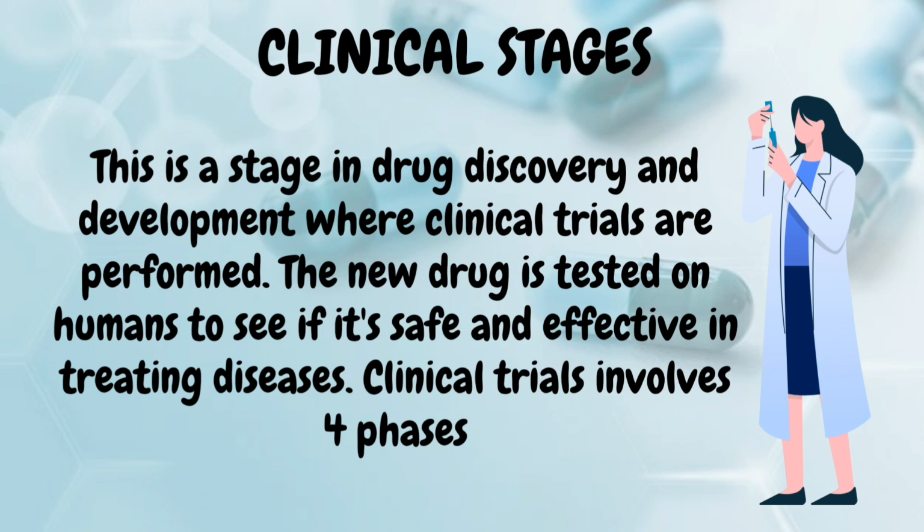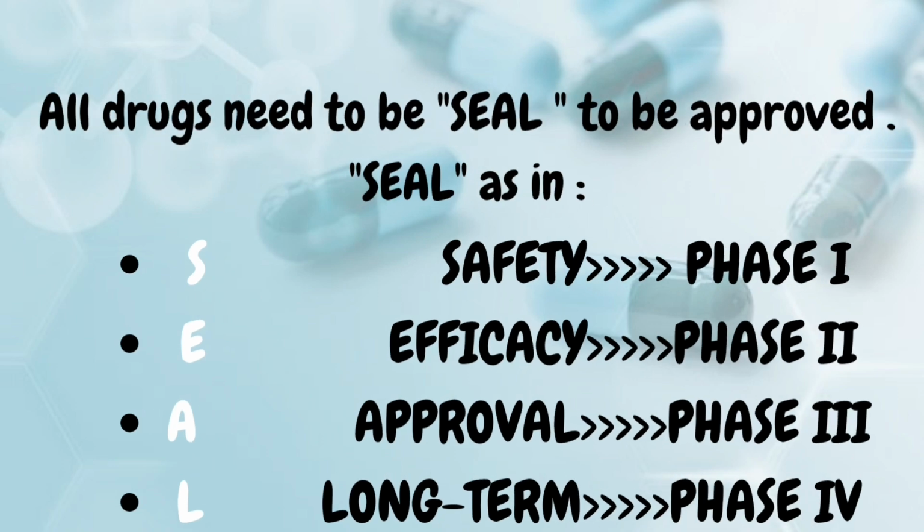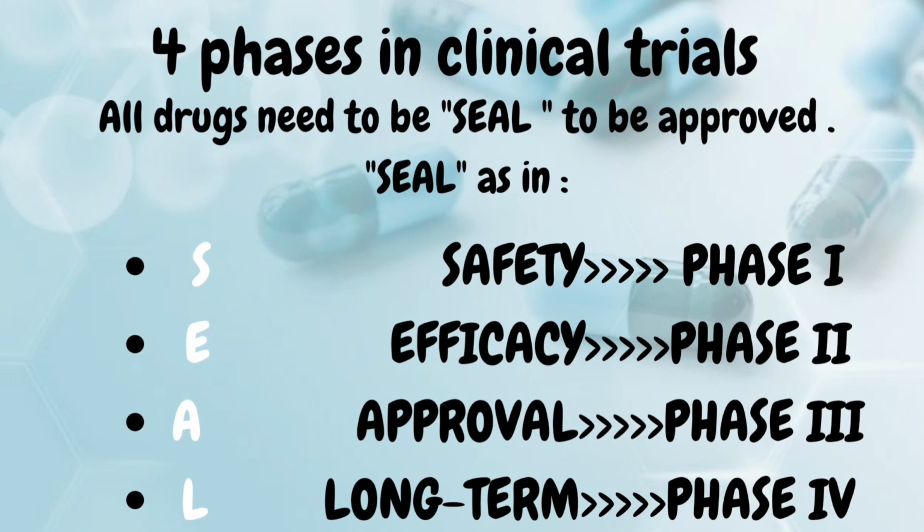Now there's an acronym to remember what the 4 phases represent. All drugs need to be sealed to be approved. Seal as in SEAL: Safety for phase 1, efficacy for phase 2, approval for phase 3, and long-term for phase 4. Let's look at phase 1, which is the safety of the drug.